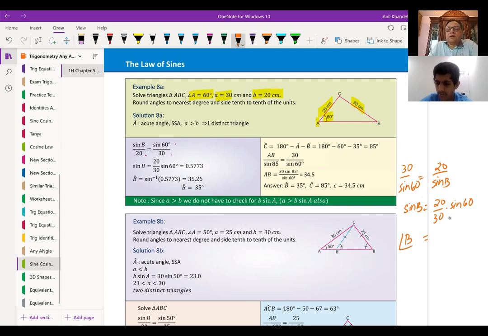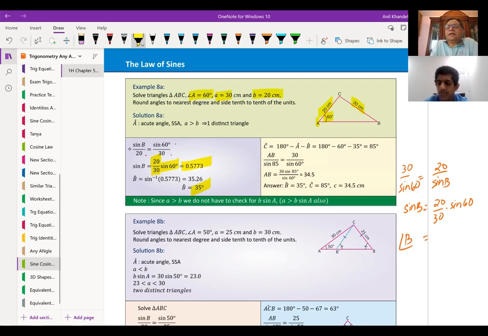Correct. So when you calculate angle B, the calculations are done for you. You can also do them. So sine B is 20 over 30 times sine 60, and you get an answer which is 0.5773. And when you do inverse of this, you get the angle B as 35 degrees, correct? Is that the only solution, or could you have two solutions? That's the only solution. Correct.